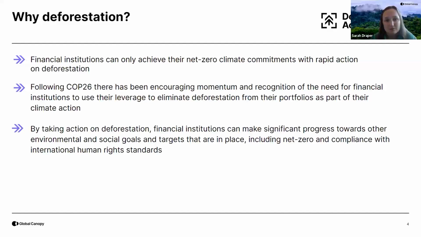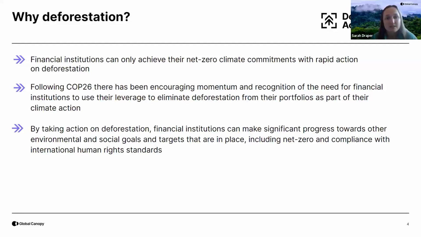Forests are also crucial for the livelihoods of 1.6 billion people that depend on them directly, and they hold the vast majority of terrestrial biodiversity. But they are still being cleared at an alarming rate, and the problem is only getting worse.